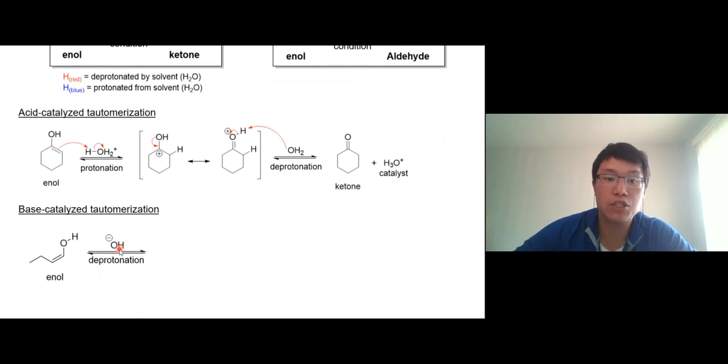So we add a base into the solution. So, for example, hydroxide is floating around. So adding a base, what does a base do? Opposite of an acid. So deprotonation. Acid does protonation, base does deprotonation. All right. So with deprotonation, you get a negative charge on oxygen. Right. And you can draw the resonance structure there.